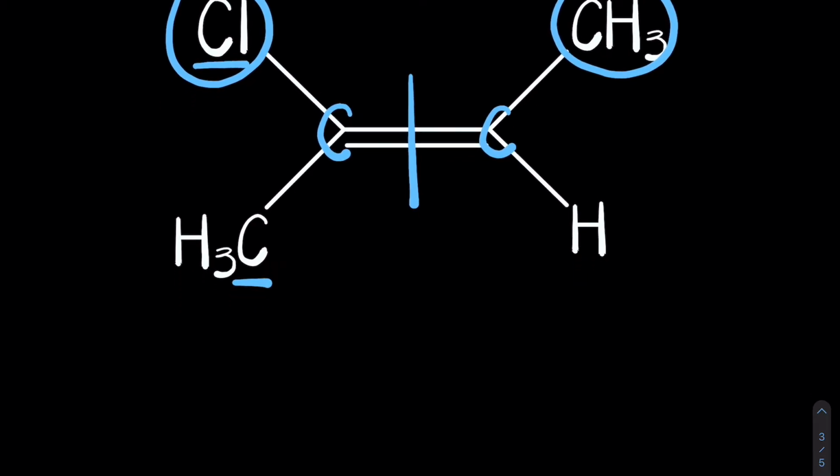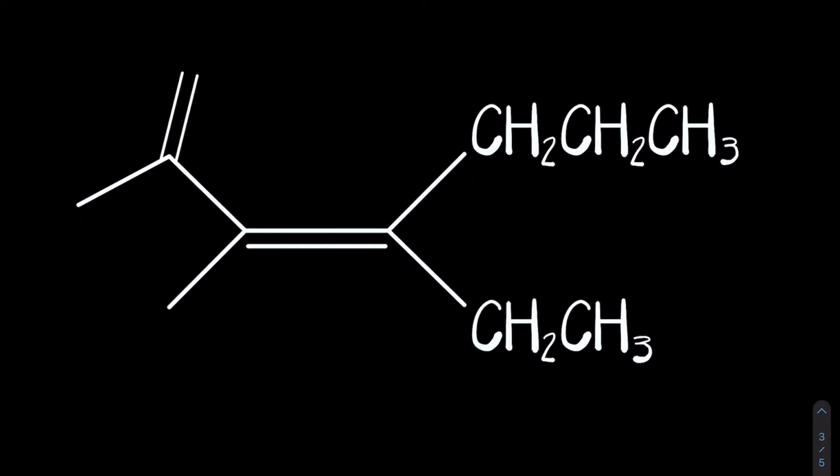Therefore, this molecule is a Z double bond. They're on the same side of the double bond, the higher priority groups. All right, so our next example, split the double bond. Look at the left and right. Doesn't matter. Let's look at the right side first.